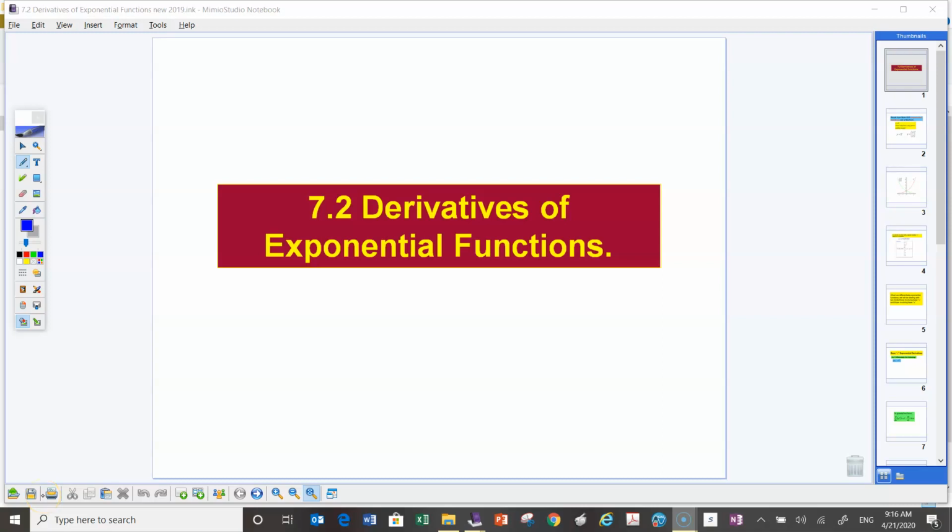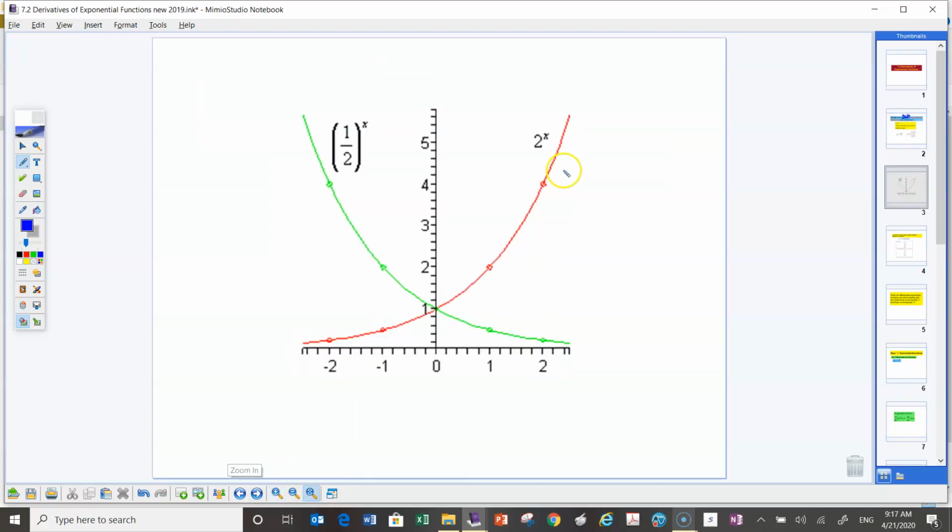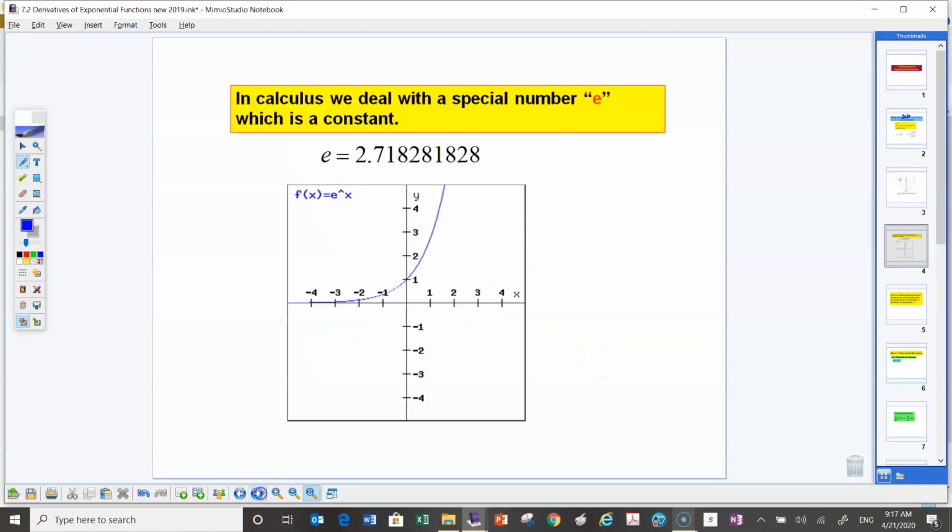Today we're going to look at the derivatives of exponential functions. If you recall from Pre-Calc 30, exponential functions are of the form y equals some base raised to the power x, and there are some restrictions on the base. It must be a positive number except 1. And remember, if the base is bigger than 1, I get an exponential graph that goes uphill, it's increasing. If the base is between 0 and 1, I get an exponential function that is decreasing.